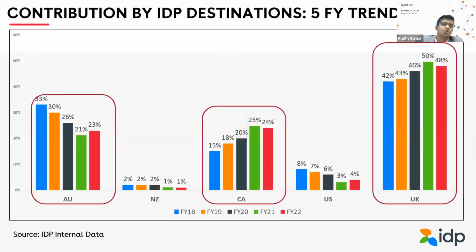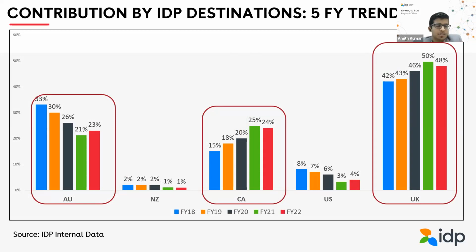Now, what I wanted to showcase here is what the trend is in terms of where we are sending the students, or where IDP is sending the students. You'll notice that the top 3 destinations are Australia, Canada, and UK for IDP Middle East and Africa.